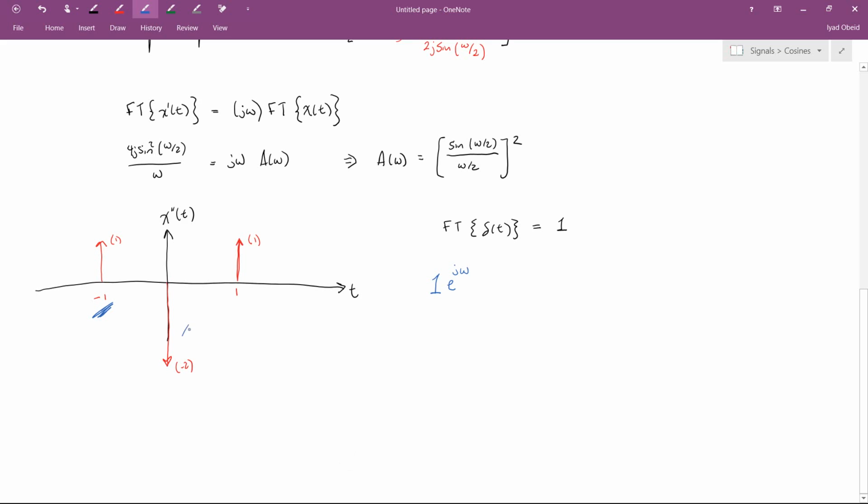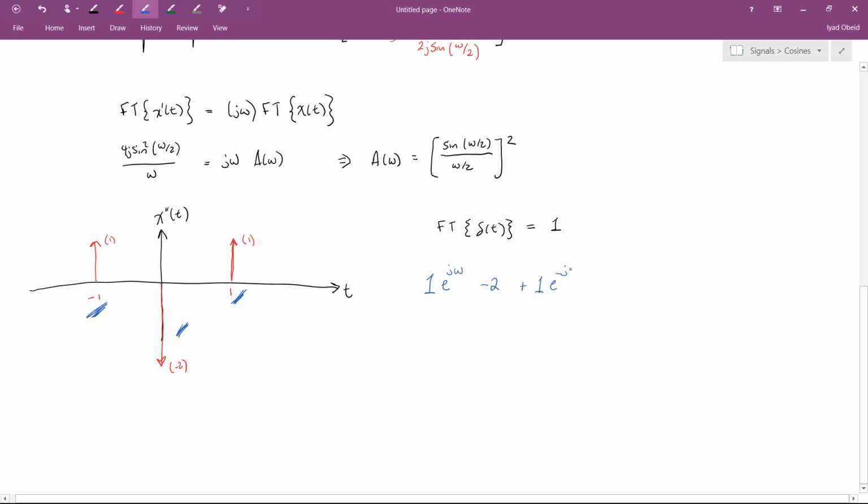Then I'm going to have this impulse. It's going to have an area, it should be 1, but because it's an impulse, it's scaled by -2. And then there's no time shift associated with it, so I'm going to leave it alone. And then finally we get this impulse. It has an area of 1, so its Fourier transform is 1. And then it's shifted to the right by 1 unit, so that's e to the minus j omega.